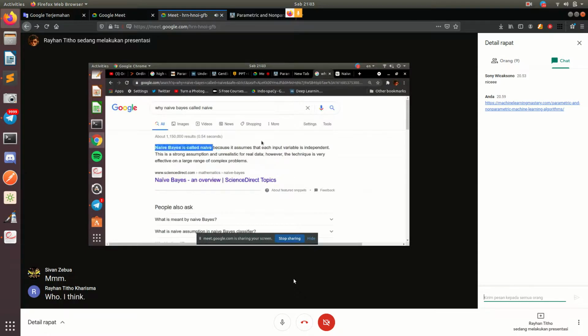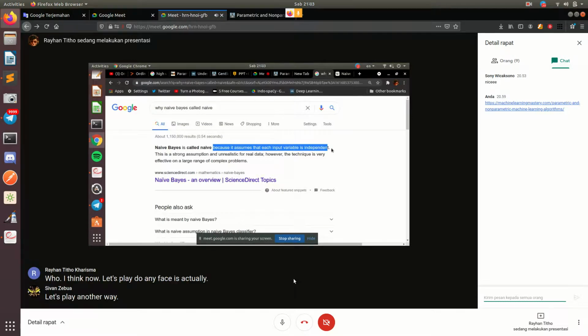I think that's why naive Bayes is actually parametric. It assumes independence: if x0 and x1 don't have any relation, naive Bayes assumes that. So it's parametric.